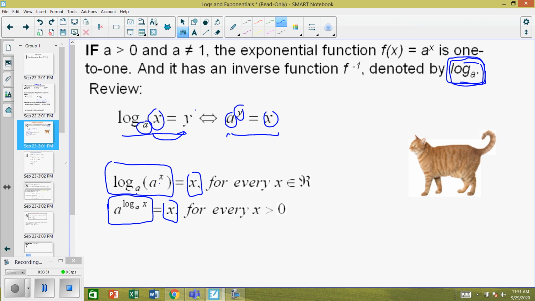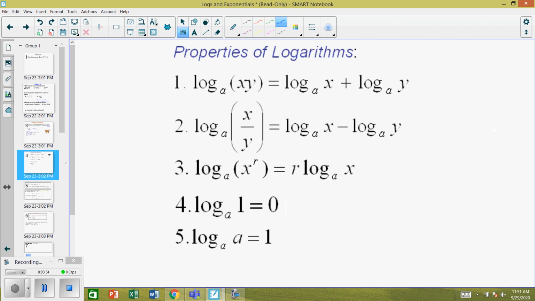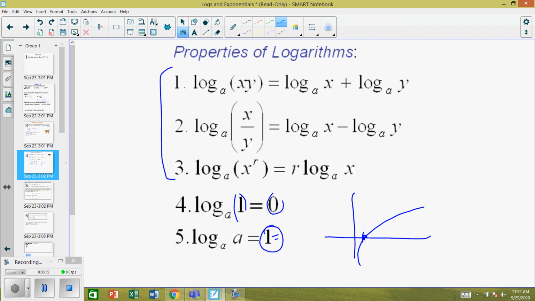Okay. These are the properties of the logs that you were supposed to use for the warm-ups. So see if you can remember those. That's your product, quotient, and power rule. And some other cool properties: the log of 1 is just 0, because if you were to graph log on your calculator at 1, it's always equal to 0. And the log base a of a is just equal to 1. And that goes with the fact that a to the first power is obviously equal to a if you were to change it to an exponential.